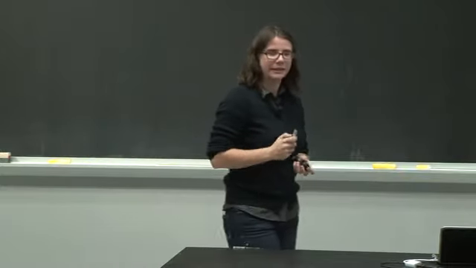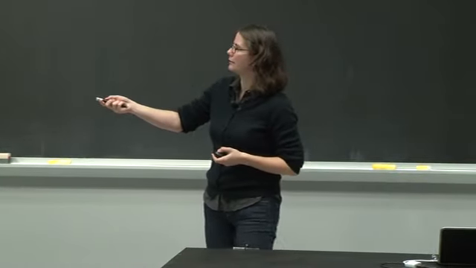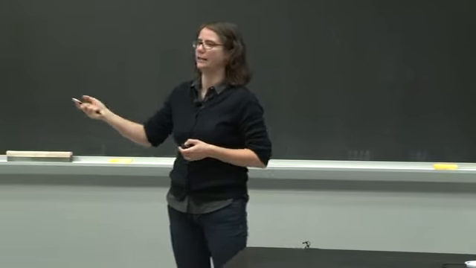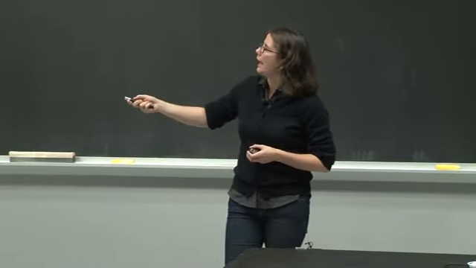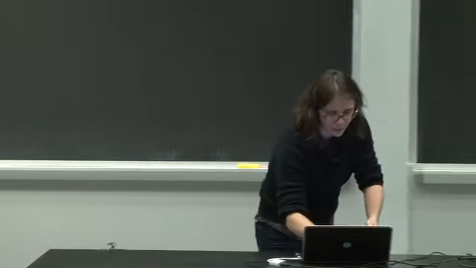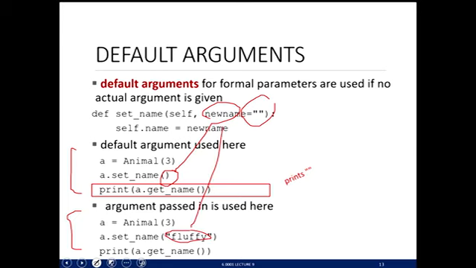If you do want to pass in a parameter, you can do so as normal. So you can say a is equal to animal3, a.setName, and then pass in a parameter here. And then newname is going to be assigned to whatever parameter is passed in, like that. Whatever you pass in overrides the default argument, and everything is good. So when I print a.getName, this is going to print out the name that you've passed in.